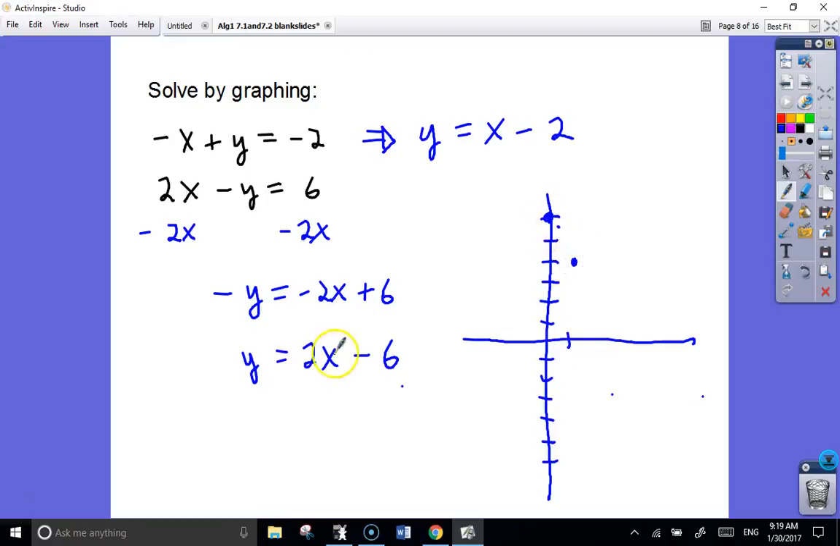Okay. The next one. No, I'm doing this one here. Oh, you're right. I was looking at the wrong thing. I was looking in the wrong place. Sorry. Okay. I got to start this over.